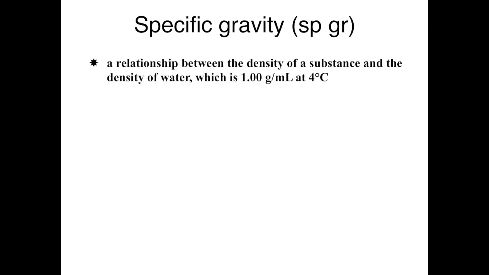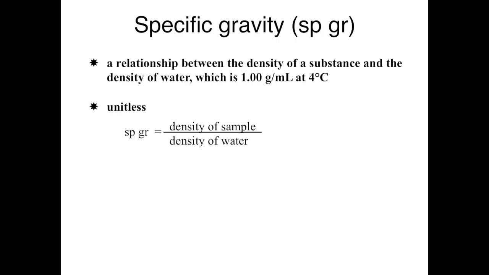And rounding out our lecture today, we will talk about specific gravity. Specific gravity is basically the relationship between the density of a substance and that of water, which is conveniently 1.00 grams per mL. Since we are talking about the ratio between the density of one and the density of another, the units of density will cancel out, giving specific gravity a value that is unitless.